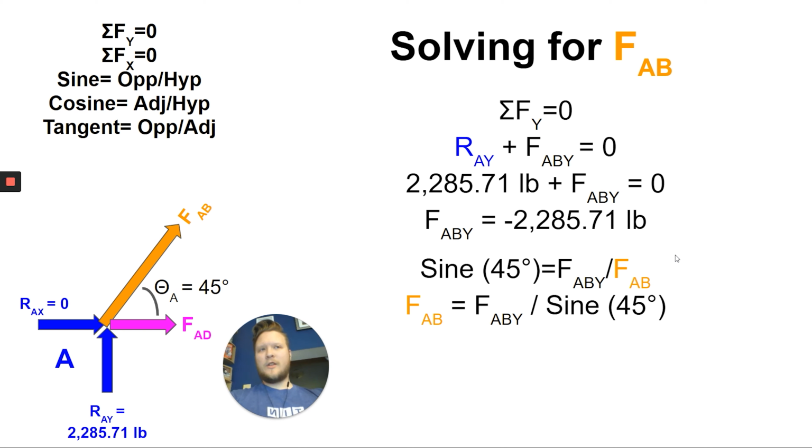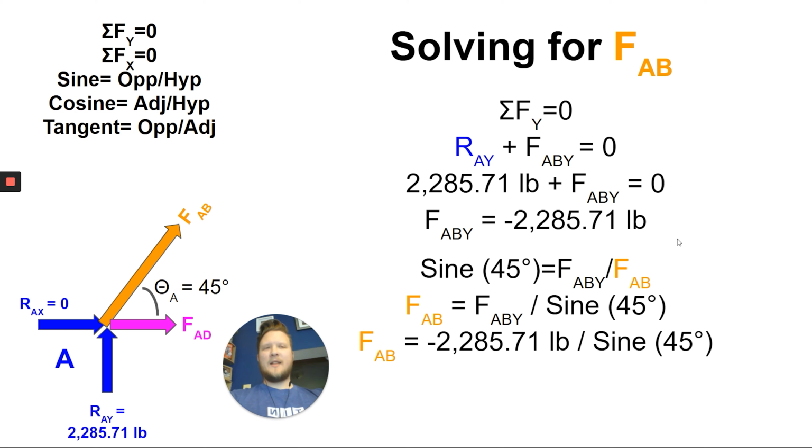When I rearrange the equation to get FAB on its own, I multiply by FAB and divide by sine of 45. So I get FAB equals FABY divided by sine of 45. Since we already found that FABY has to be negative 2,285.71 pounds, we plug that in. Then we just have to plug this into our calculator. We get that FAB has to be negative 3,232.48 and some other decimals pounds. Remember, a negative number means that this is in compression.